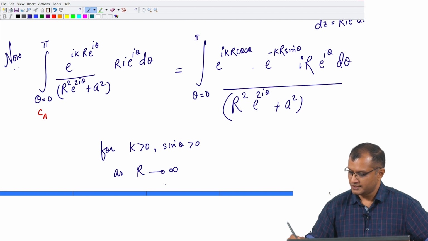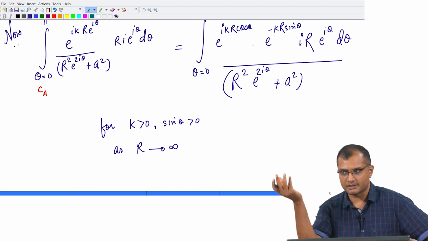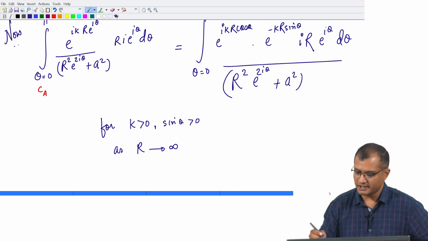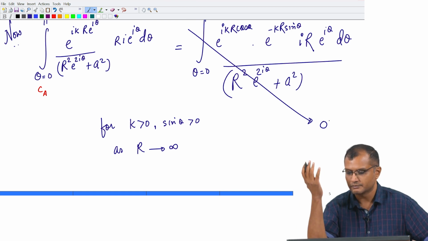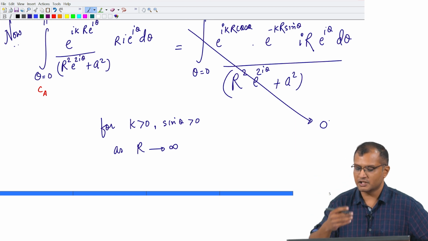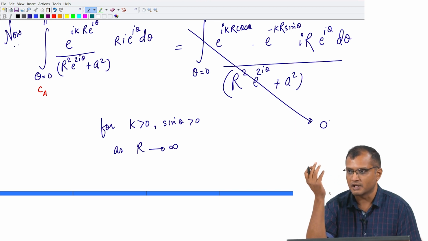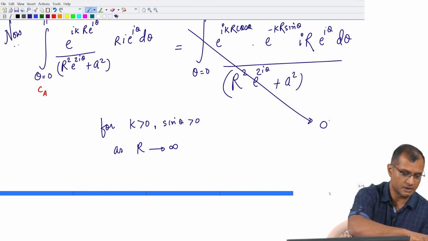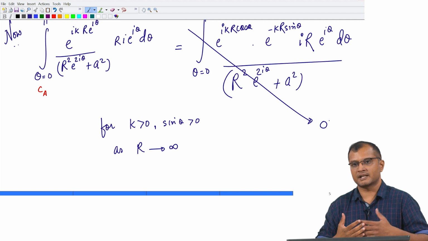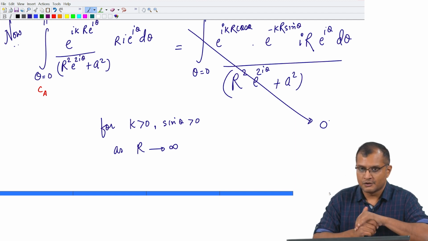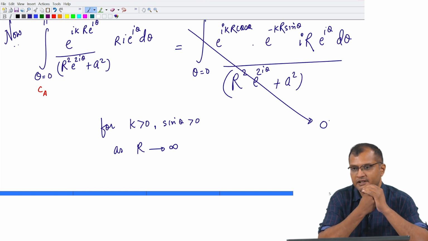Okay. So, the denominator will become larger and larger, the numerator will go towards 0. This means my overall integral here will only go towards 0, its magnitude will go towards 0. The numerator is going as e raised to minus k r into r, that will go to 0. The denominator is going as quadratic in r, towards infinity. So, the ratio of numerator over denominator will definitely go towards 0.